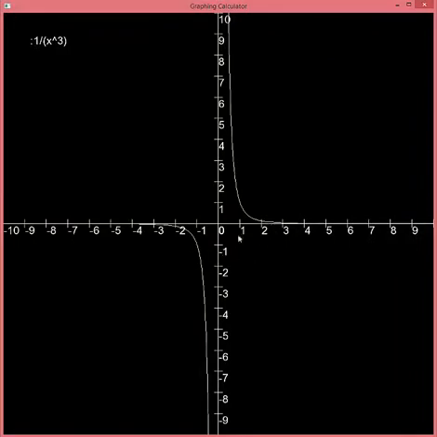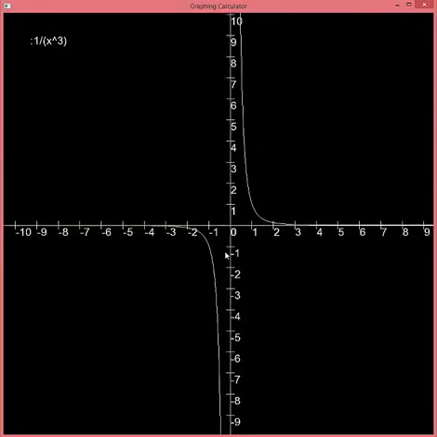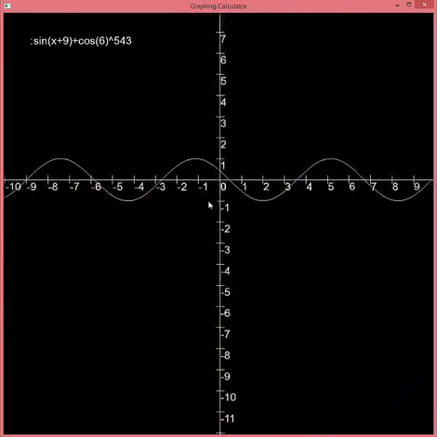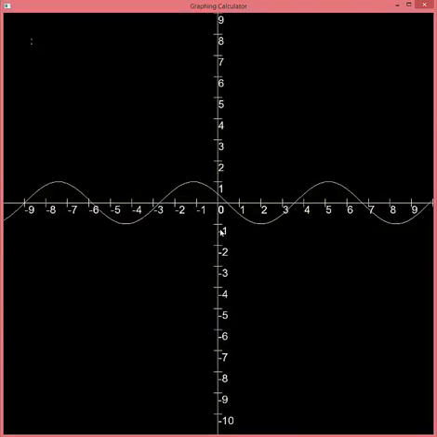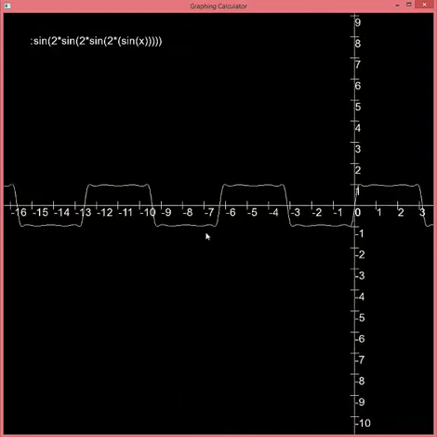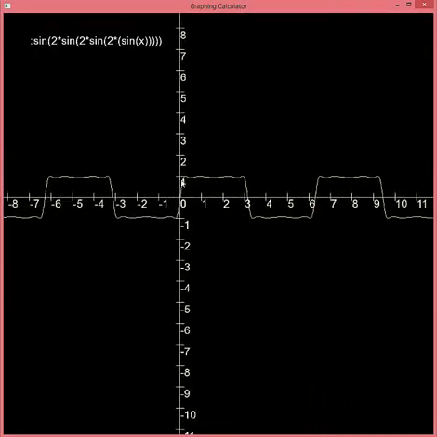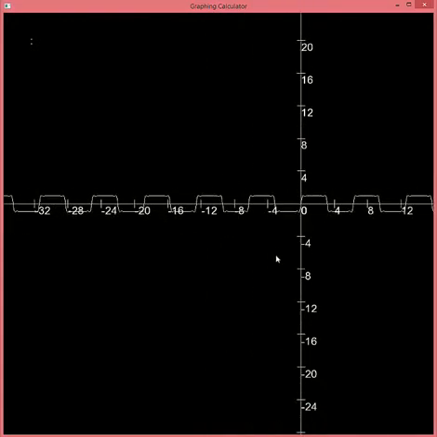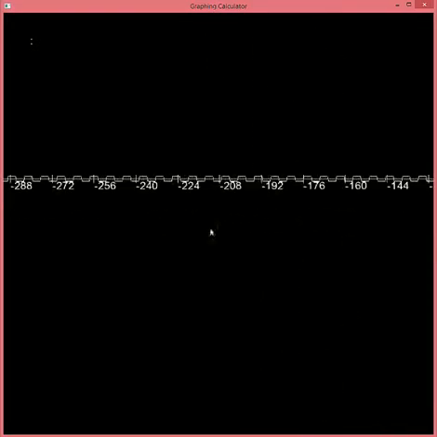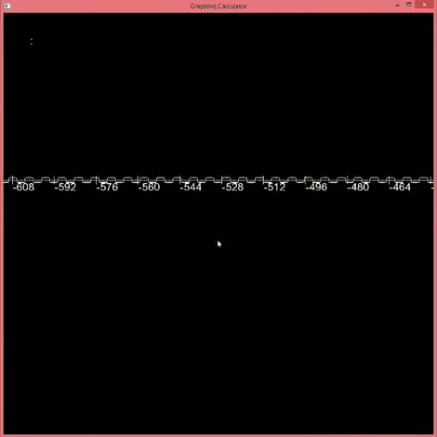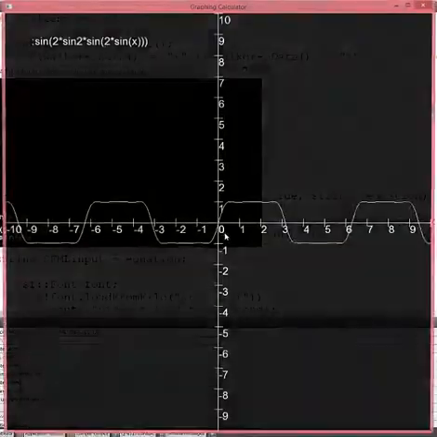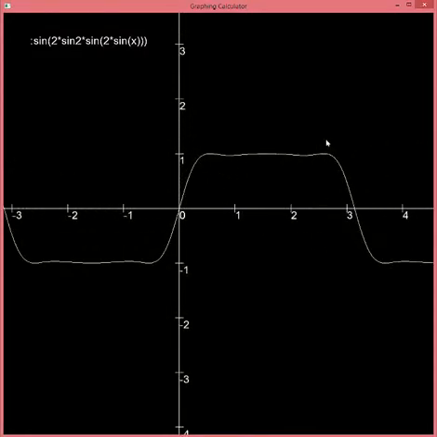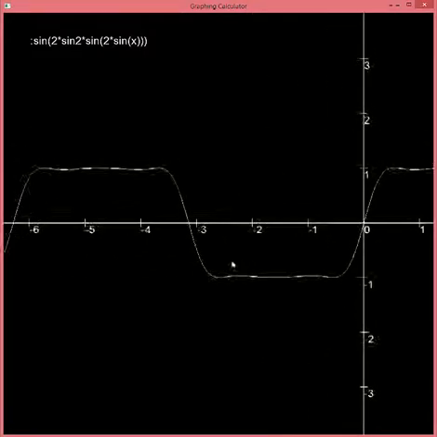Ninth graph. I don't know what this is called. 10th graph, a combination of sine and cosine. 11th graph, a bunch of plateaus that probably won't go on forever. 12th graph, same thing, just not as rigid.